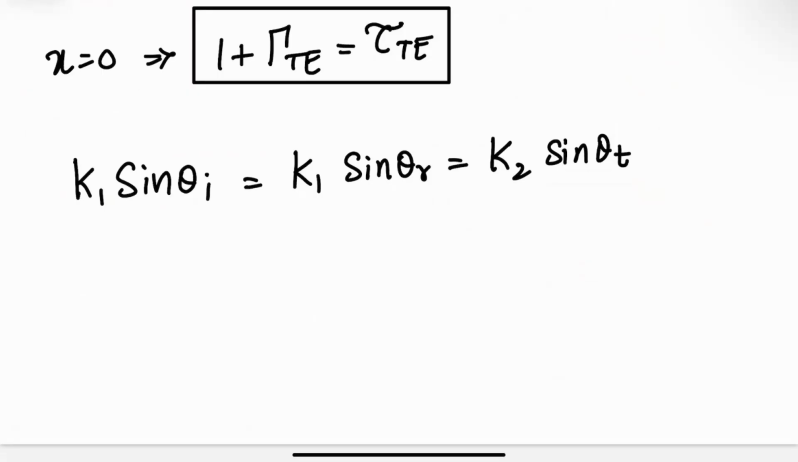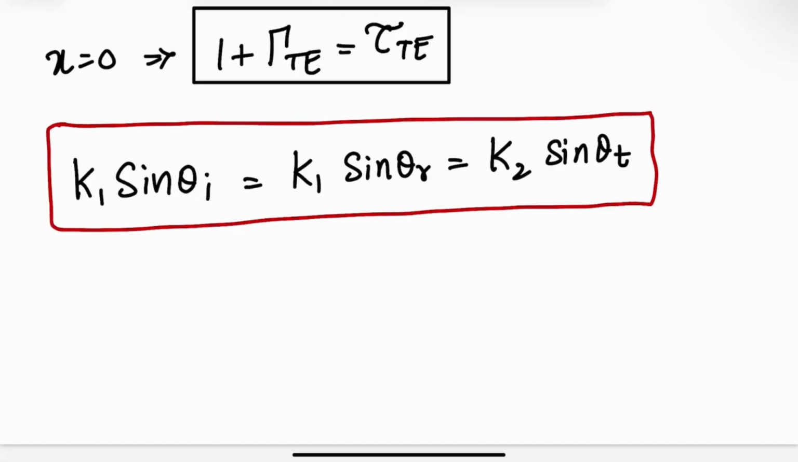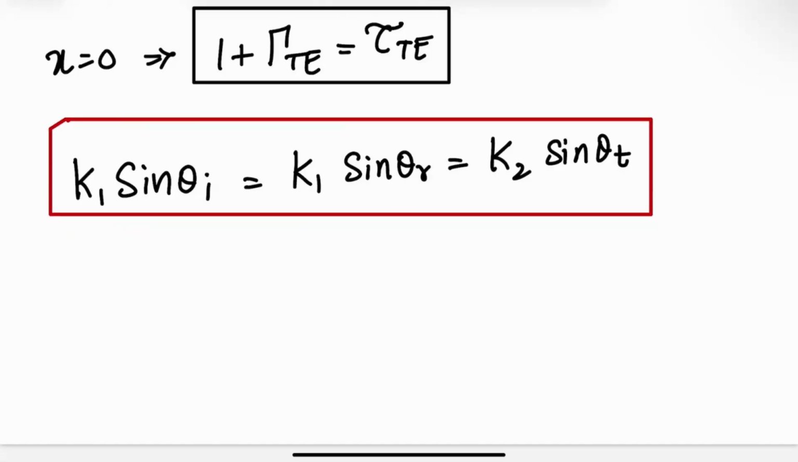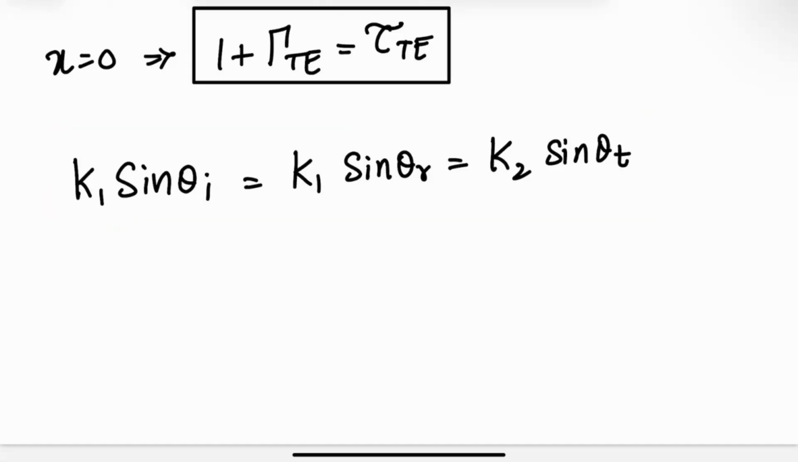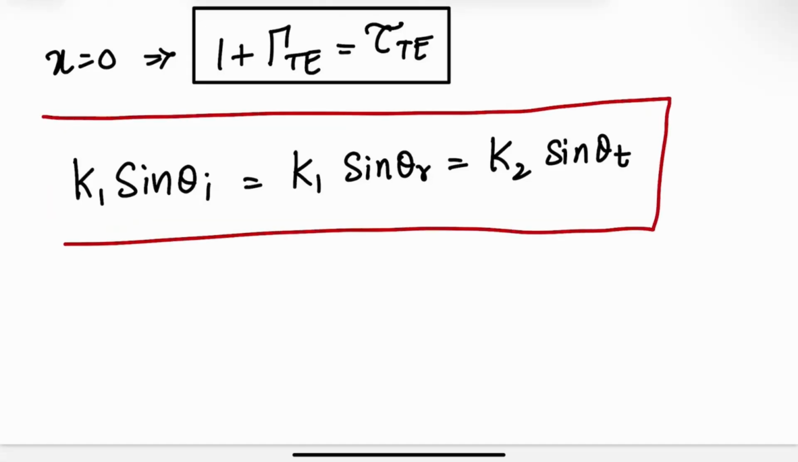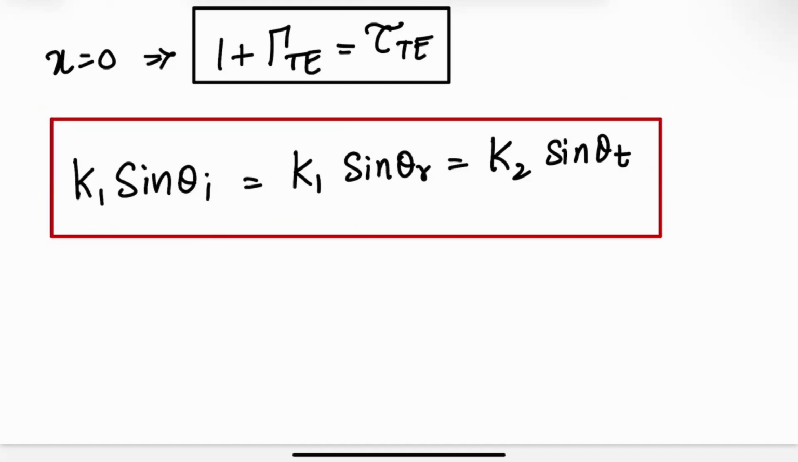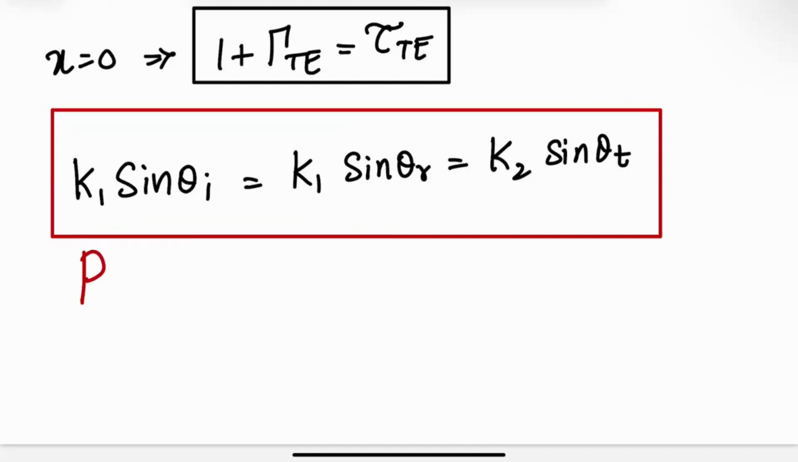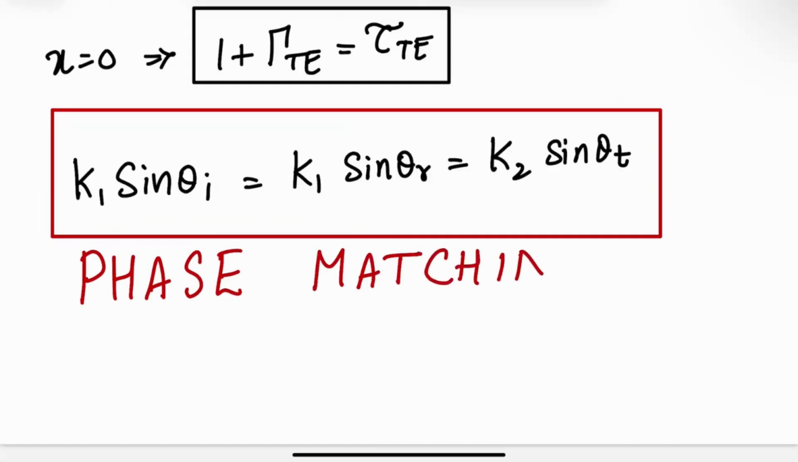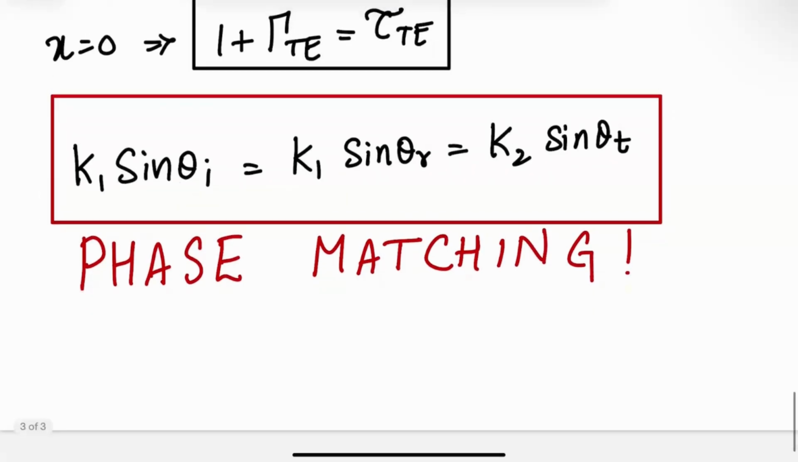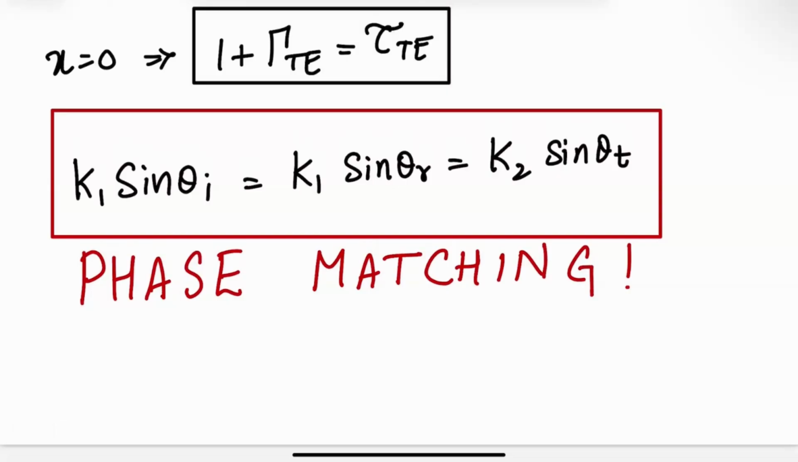Okay, so this condition is actually very important. It's so important that I can't afford to have a bad box. So let's make the box again. Okay, so this condition is called phase matching. And we'll see why it's called that in a second. It's called the phase matching condition. Okay, so of course, we'll get to what it means.